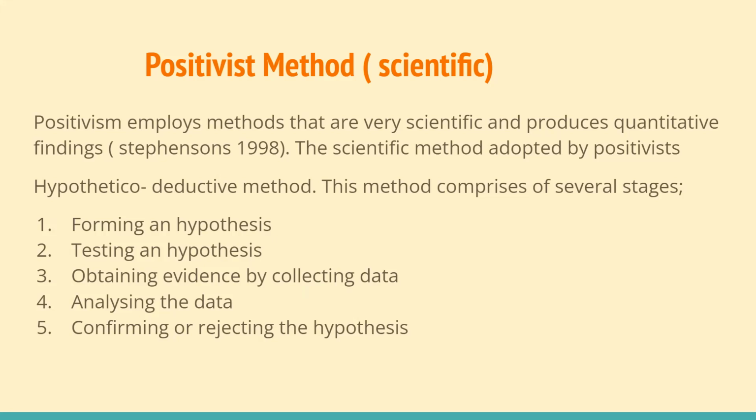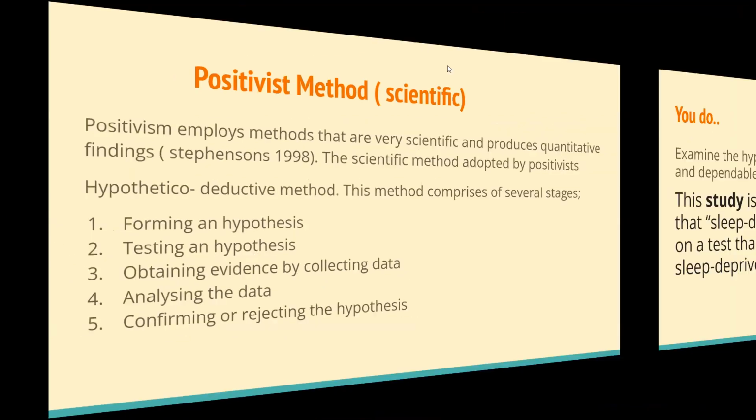One, you form your hypothesis. Two, you test your hypothesis. Number three, you obtain evidence by collecting data. Number four, you analyze that data. And then finally, number five, you either confirm or reject the hypothesis.